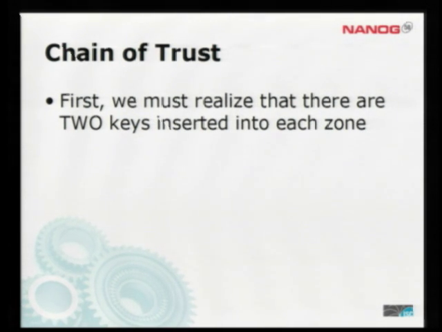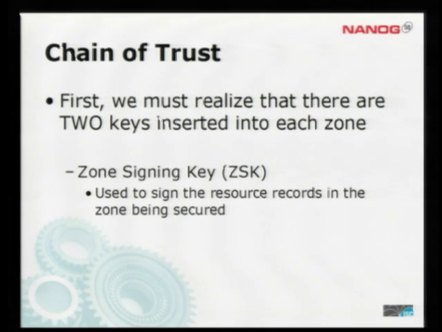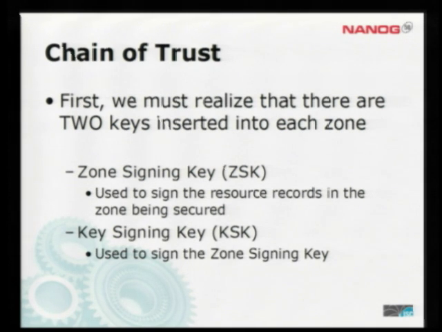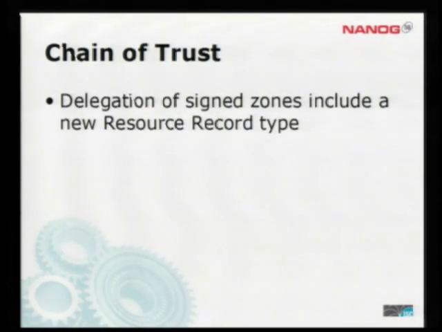Well, you have to realize that there are two keys inserted into every zone. There is a zone signing key, or ZSK, that is used to sign the resource records in the zone that is being secured. There is also a key signing key, or KSK, that is used to sign the zone signing key, so it only signs the resource record set of the DNS key, and a hash of the key signing key is given to the parent to be included in the parent zone. So this is a DS record, or delegation signer record.